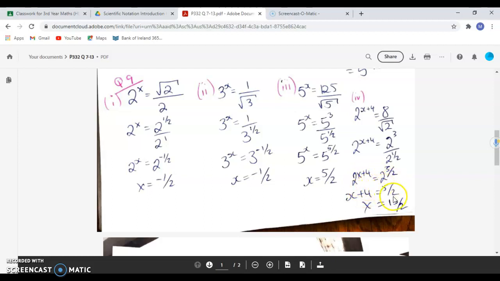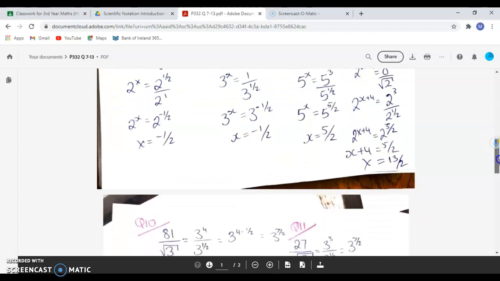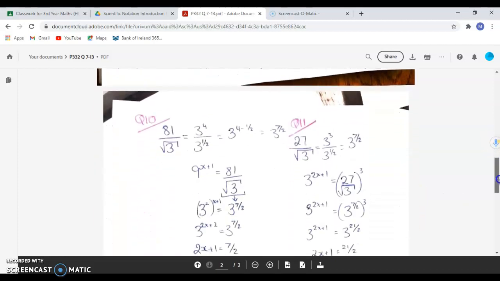Bring your 4 over, it becomes a minus, isn't it? Have I made another mistake, lads? So 5 over 2 minus 4. That should be minus 3 over 2 here, I think. That should be minus 3 over 2 here. Okay, let's carry on to question number 10.